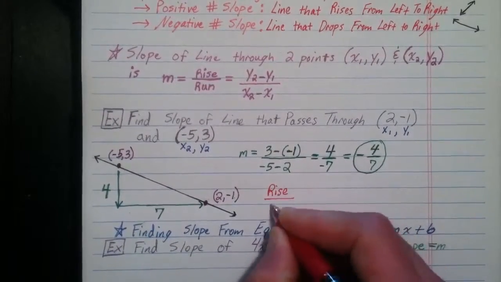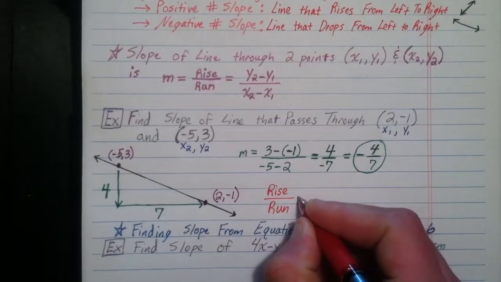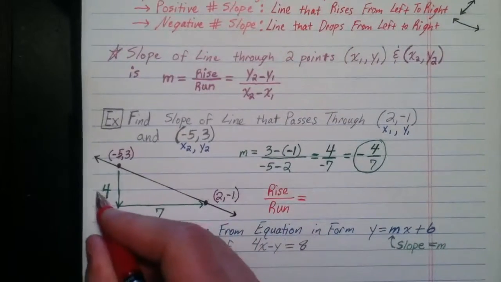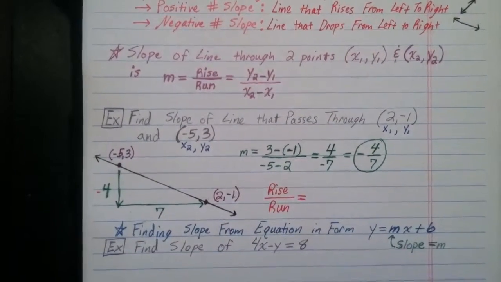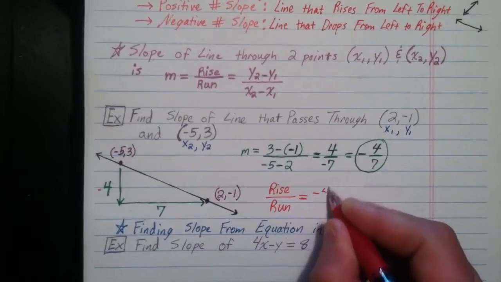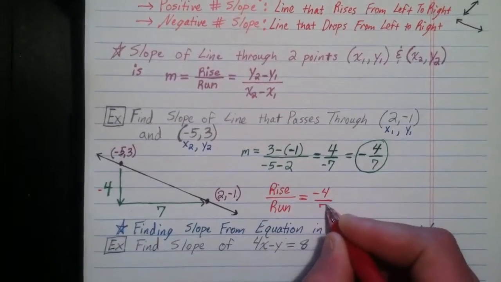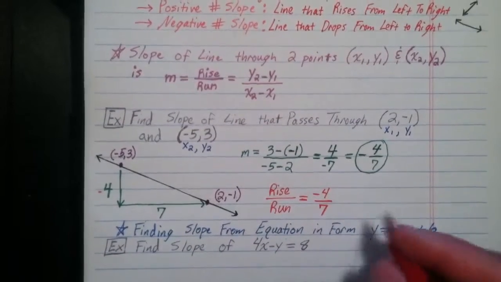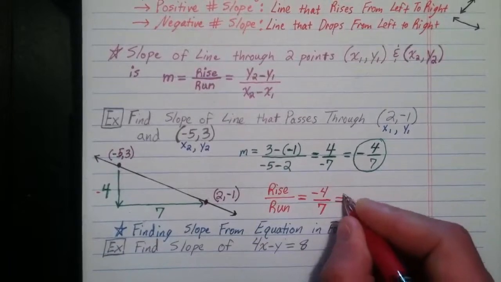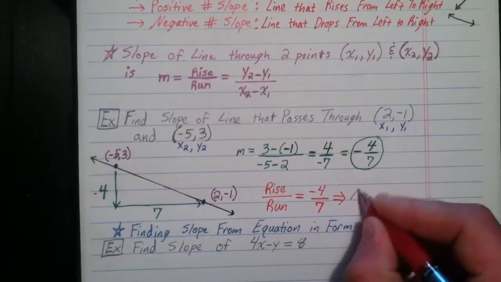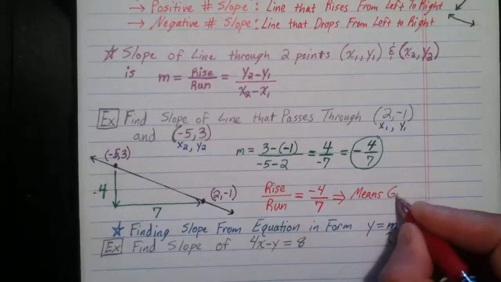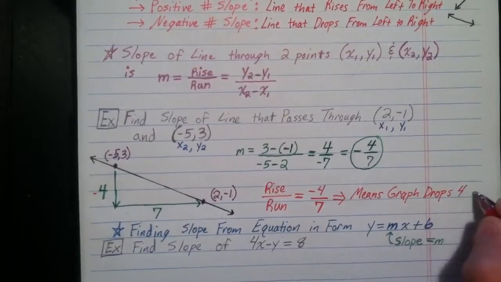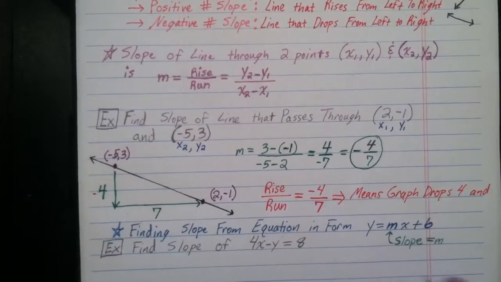So if we thought of it as rise over run, well, our rise wasn't really a rise, it was a drop. That's why we would make that a negative 4 instead of a positive 4. So our rise would be a negative 4. Our run, the movement to the right, was positive 7. And there's our slope. Means the graph drops 4 and moves right 7.